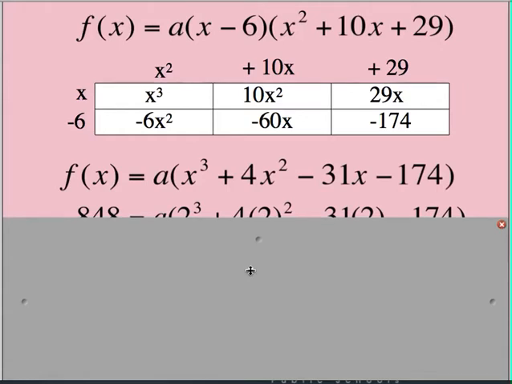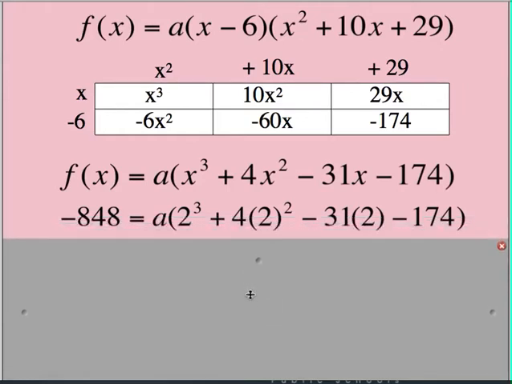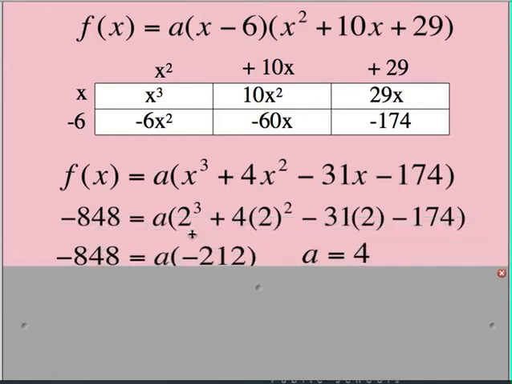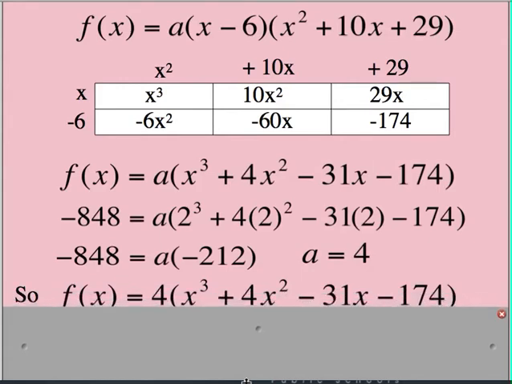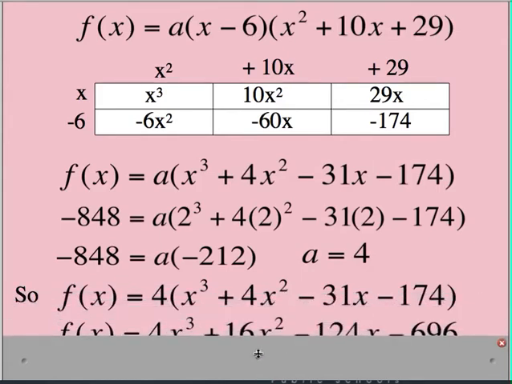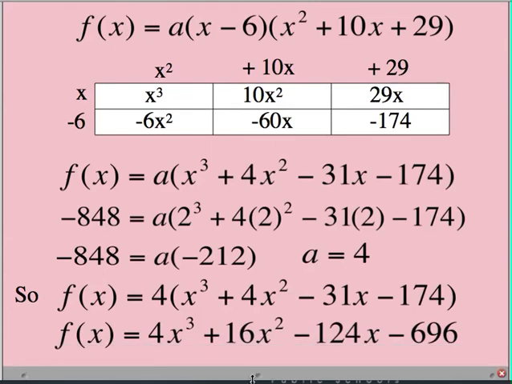Now I can plug in the point that I was given: 2, negative 848. When I plug in 2, I'm going to get an a value of 4. So plug that back into the equation and then distribute the 4. And this is my third degree polynomial that has roots at 6, negative 5 plus 2i, and negative 5 minus 2i, and it goes through the point (2, negative 848).